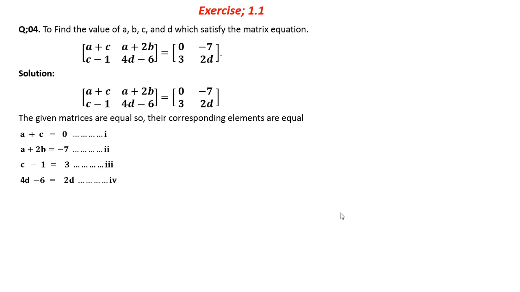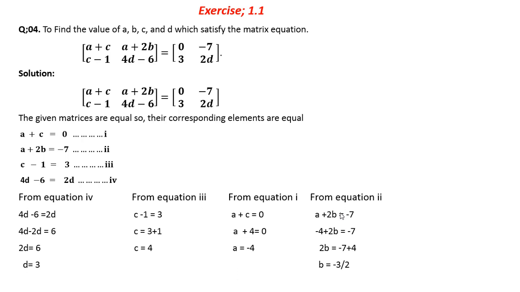Now we solve these equations to find the values of A, B, C, and D. From equation 4, 4D minus 6 is equal to 2D. Solving this equation for D, D is equal to 3. From equation 3, C minus 1 is equal to 3 and C is equal to 4. From equation 1, A plus C is equal to 0. Here put the value of C as found in the previous equation. So A plus 4 is equal to 0 and A is equal to -4.